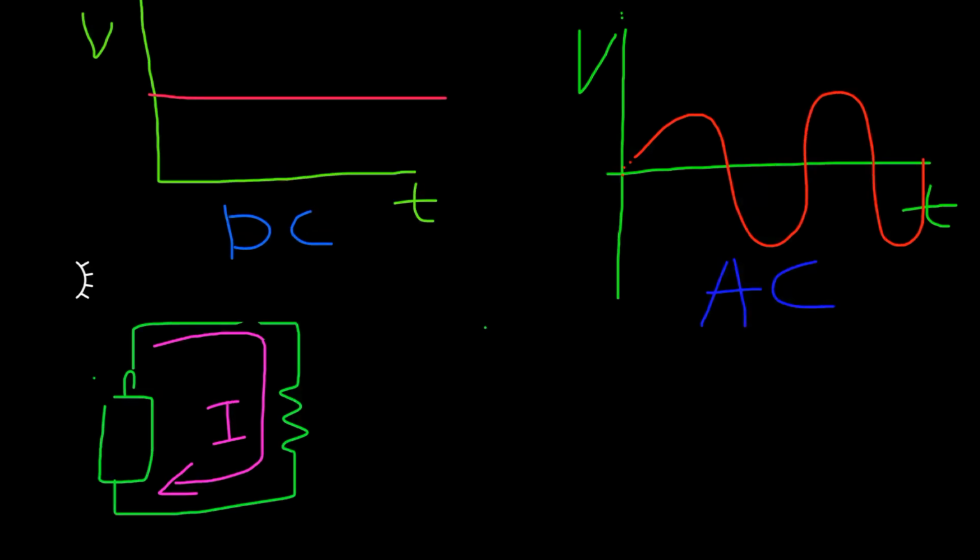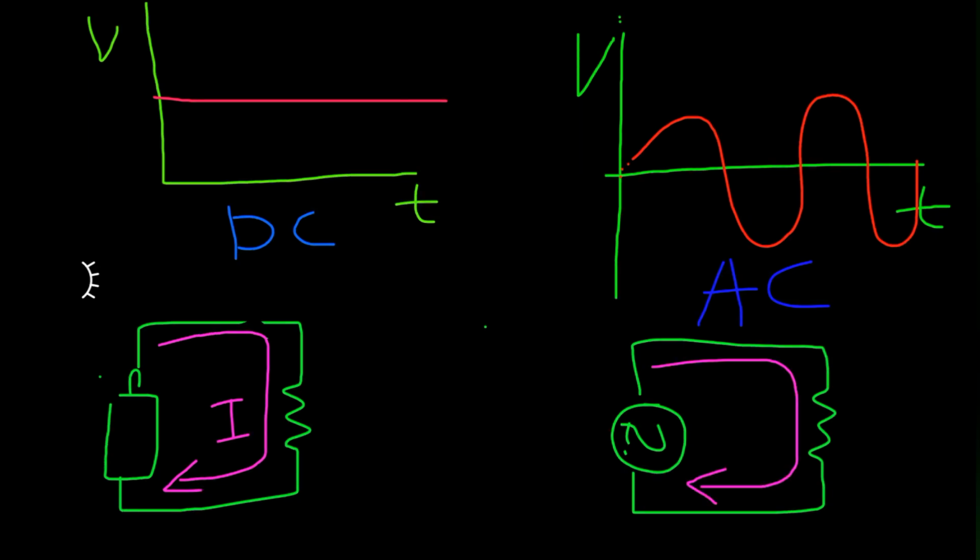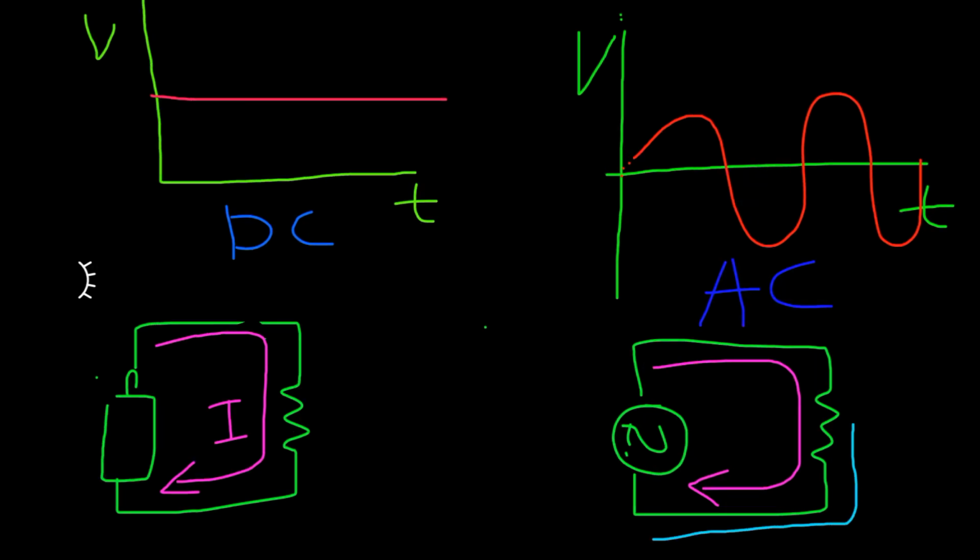But when we connect a resistor in series with an AC source, like 240 volts AC, the current periodically reverses its direction. That is, at a certain period of time, the current flows in one direction, and in another period of time, the current flows in another direction.